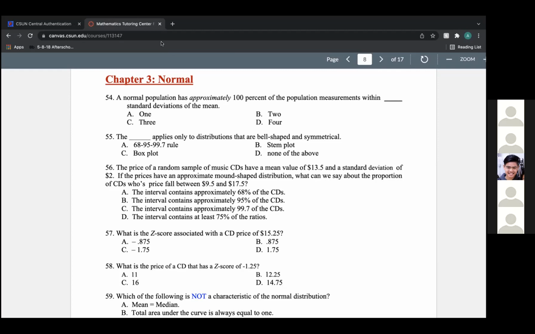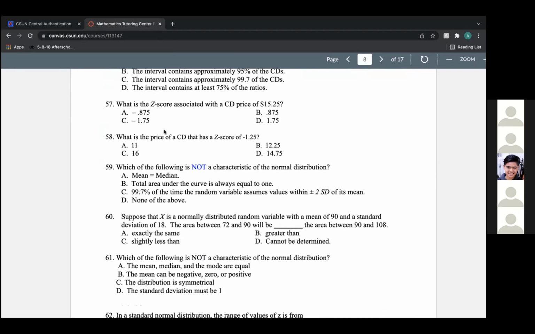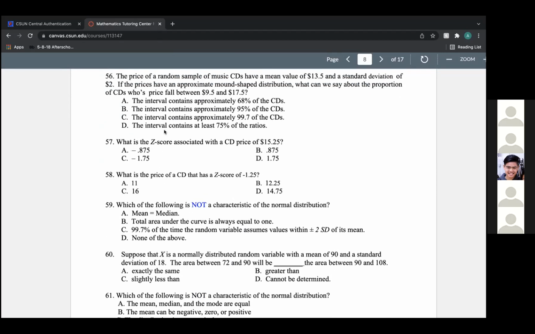57. What is the Z score associated with a price of 15.25? How do I get the Z score? We subtract it from the mean and divide by the standard deviation. Close. It's actually that minus the mean, so the order is flipped. So 15.25 minus the mean, which is 13.5, is 1.75. 1.75 divided by 2 is 0.875. So the answer should be B.